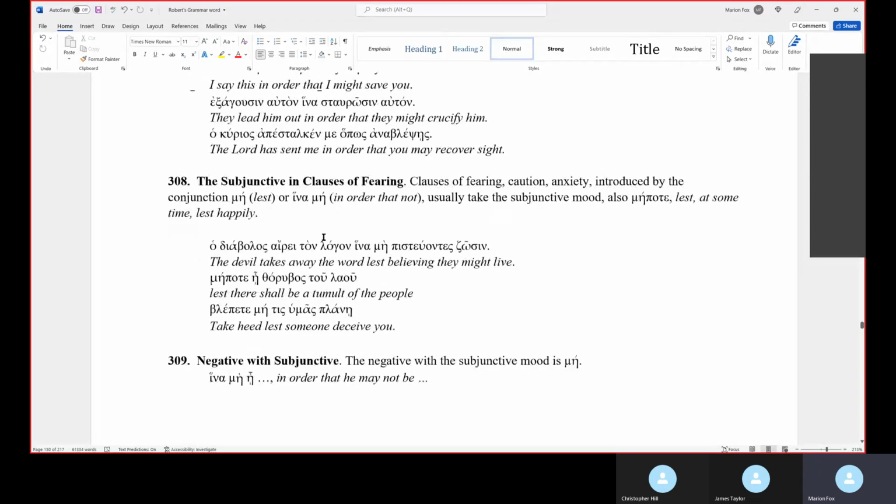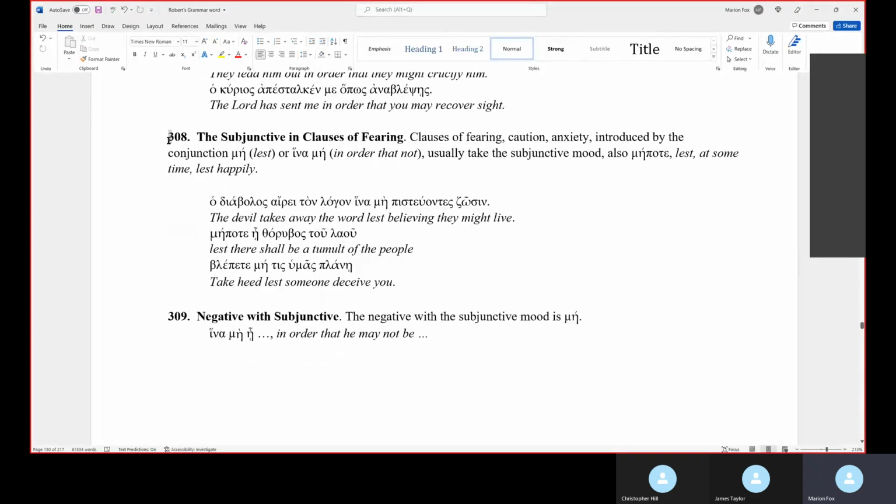All right, okay, section 308 now. The subjunctive in clauses of fearing. He says fearing, but notice here, fearing, caution, anxiety, these are all in this same category, introduced by the conjunction mē or hina mē, that's "lest." And remember, mē does not go with the indicative mood, except in one exception. And that would be when it says ou mē.